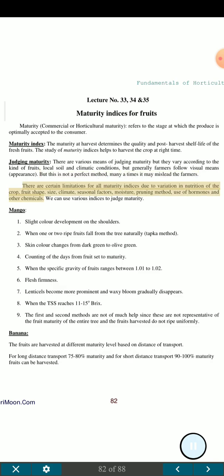seasonal factors, moisture, pruning method, use of hormones and other chemicals. We can use various indices to judge maturity.